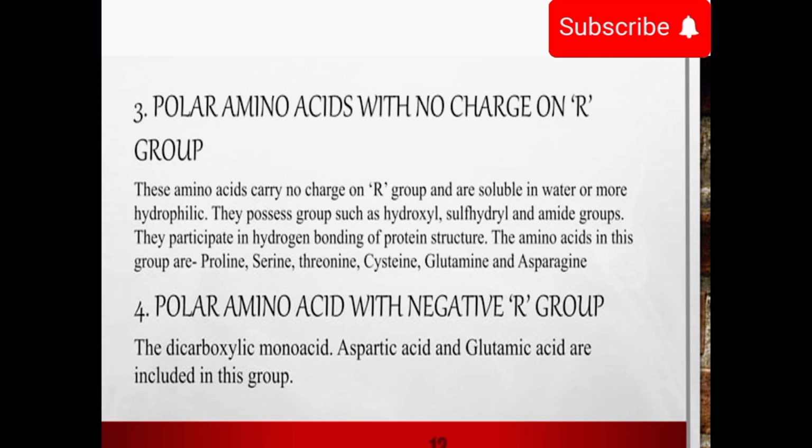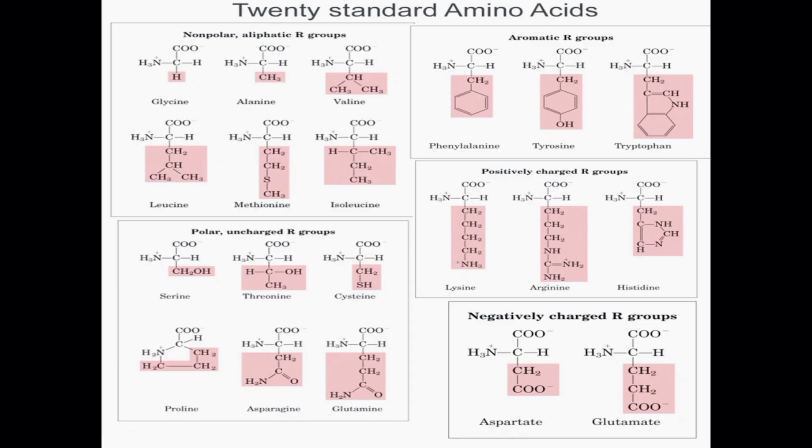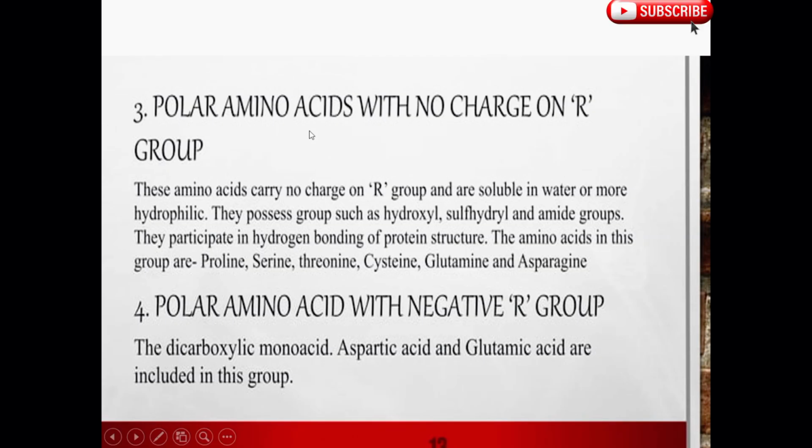Polar amino acids with no charge on R group. These are the non-polar aliphatic R group and these are aromatic R group. The amino acids carry no charge on R group and are soluble in water, more hydrophilic. Hydrophilic means water loving. They possess groups such as hydroxyl, sulfhydryl, and amide group. Their examples are proline, serine, threonine, cysteine, glutamine, and asparagine.